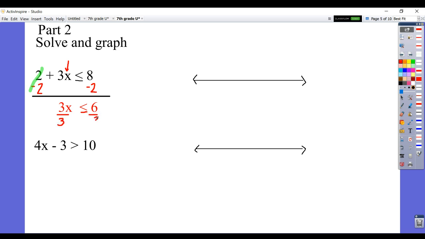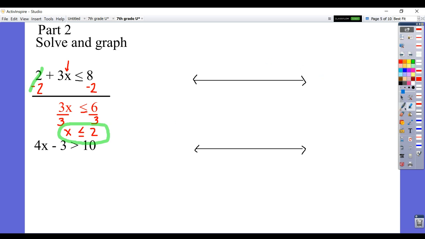We show it in this way. And then we are going to have x less than or equal to, and 6 divided by 3 is 2. Okay. So when they ask you to solve it, this would be the solving part. x is less than or equal to 2.